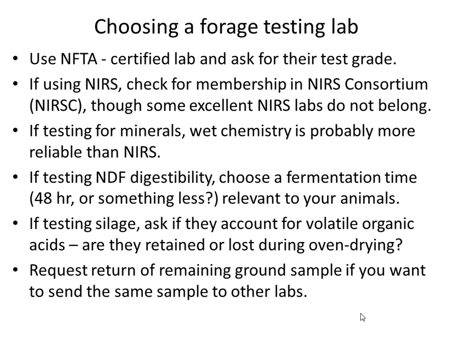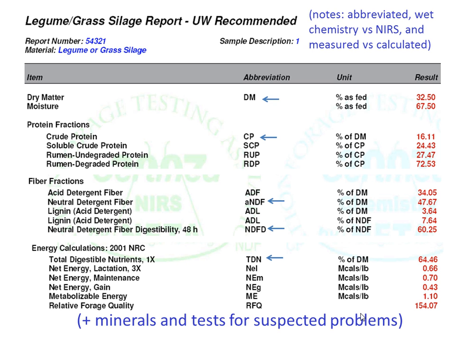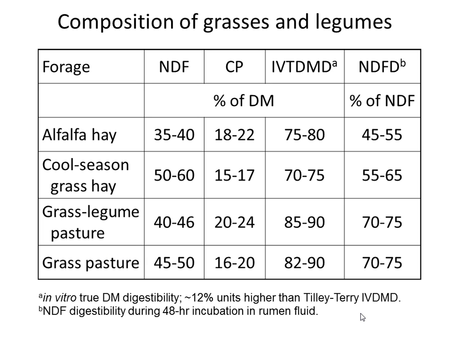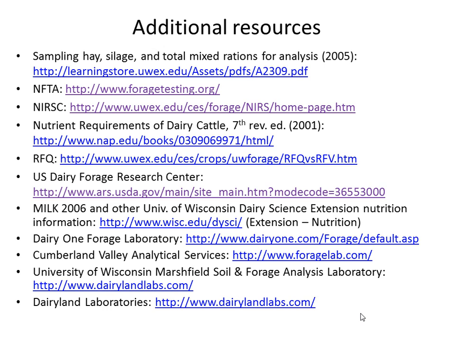I'm going to finish with request return of remaining ground sample if you want to send a sample to another lab. I think I better stop there so Gene's got enough time. Here's a typical test result. Again, we're comparing alfalfa with cool season grasses with pasture. I'll help you with these URLs if you want them later. We better go to Gene.